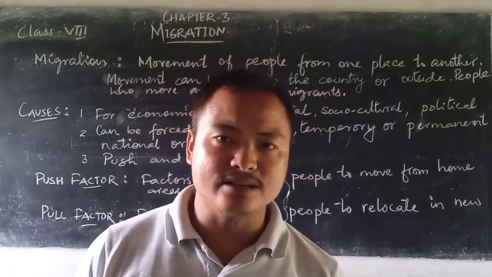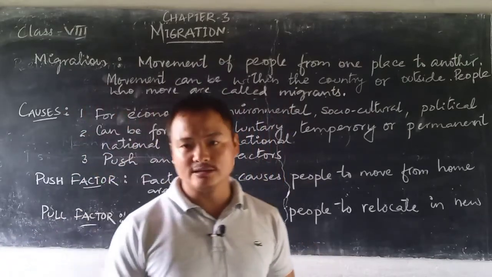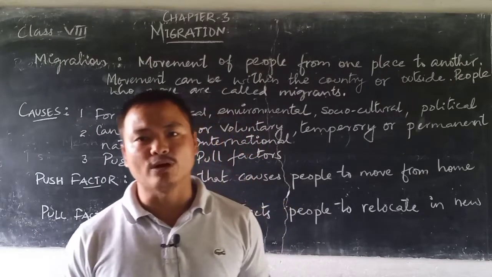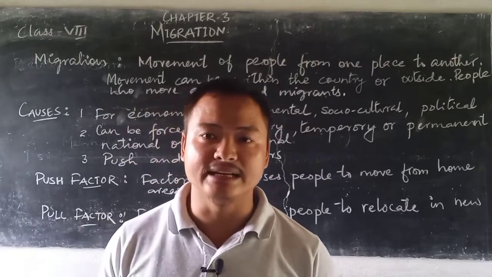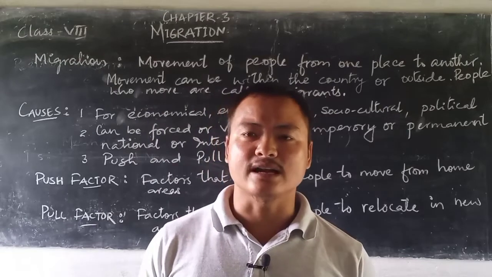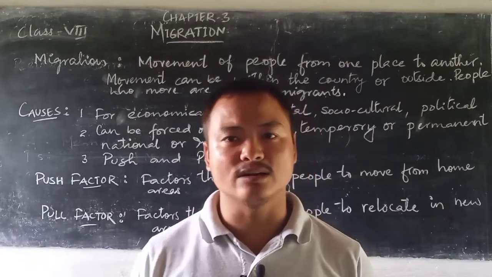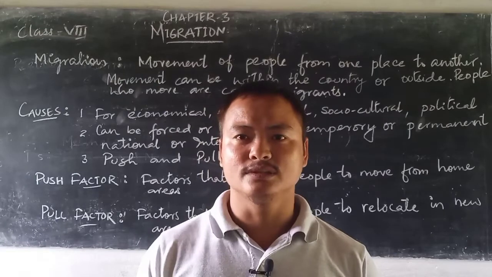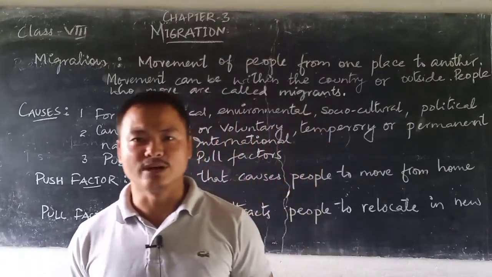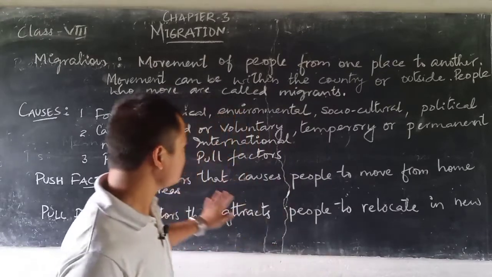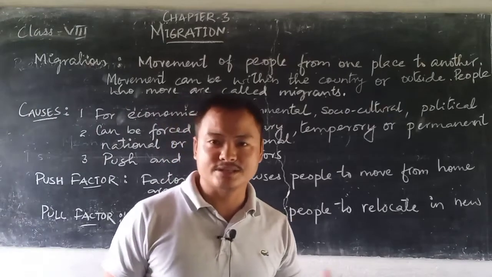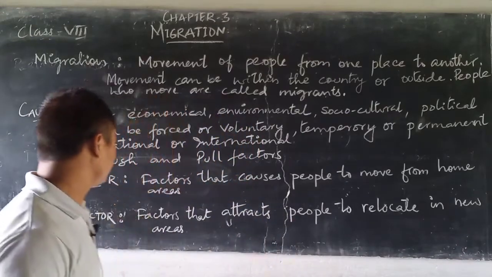In other cases, migration can also be forced or voluntary. In places where political stability is not maintained, that means in whichever country we see, if politically they are not very good, the ruling is not very good, in such cases people try to migrate from one country to another. There are other factors like push and pull factors that we talk about. Now let us discuss what is this push factor and what is pull factor.